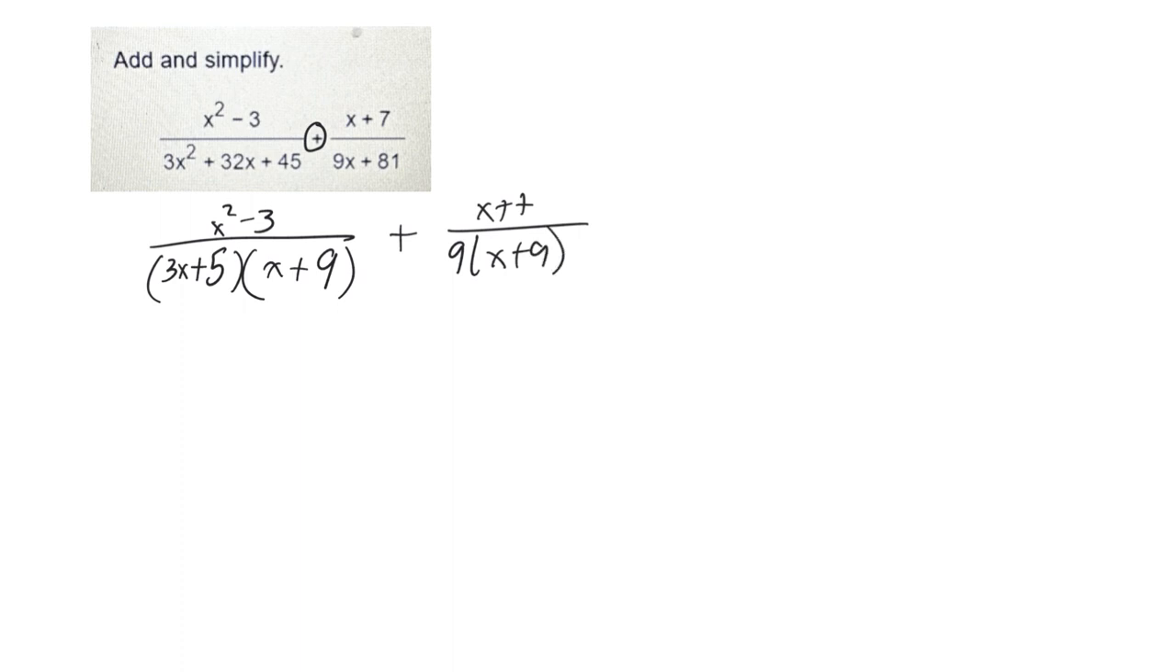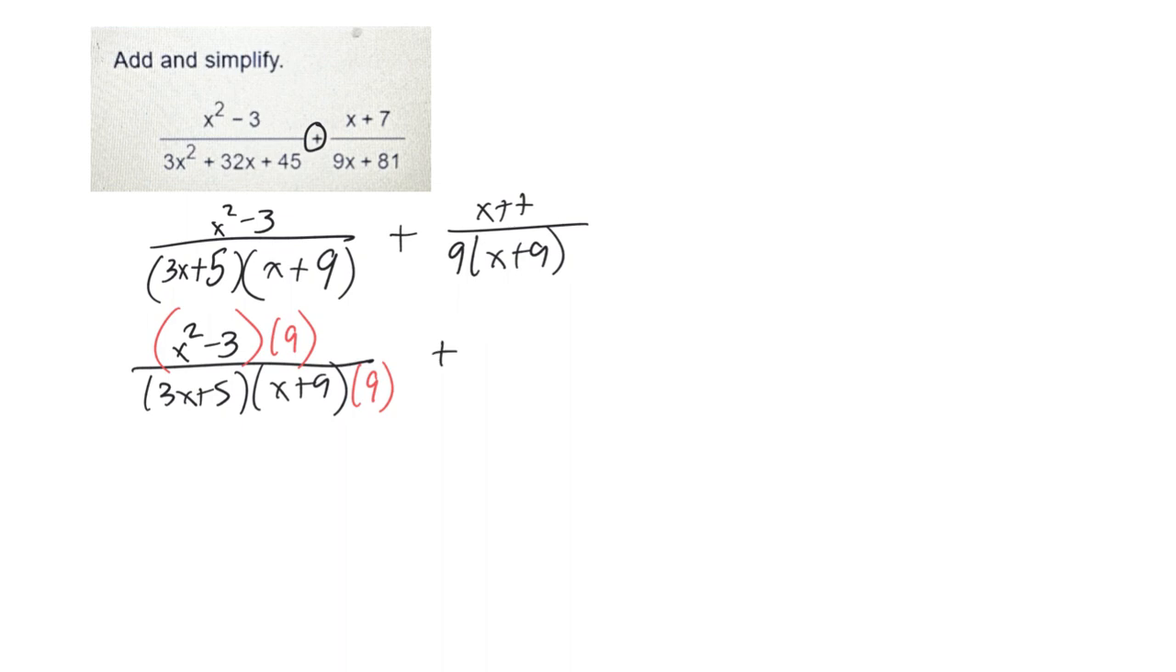So it looks like the lowest common denominator is going to have 3x plus 5 in it, an x plus 9 in it, and a 9. So this one has to get multiplied by 9 too. And then I have x plus 7 over 9 times x plus 9. So I need on this one to have a 3x plus 5. Same thing on the top, 5.